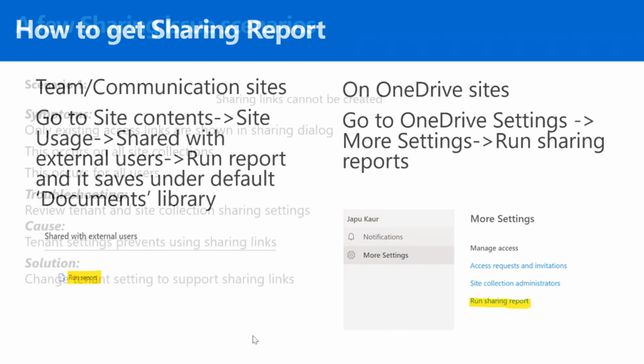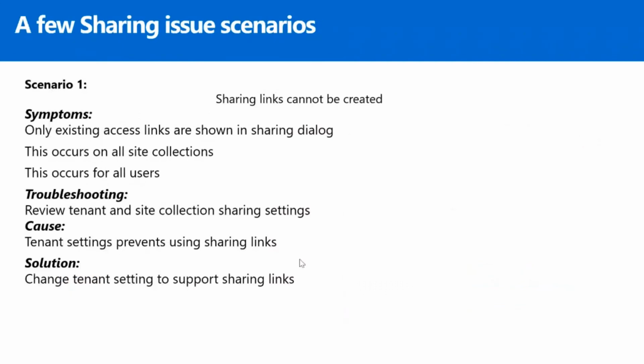Okay, so I thought maybe, just like the permissions that we discussed, I can just list out some common sharing scenarios that we often come across in Microsoft. And so we can discuss how we can work with such scenarios. So let's say the first scenario is that some user comes to you as an admin and says that sharing links cannot be created. So, okay, that's one statement: sharing links cannot be created.